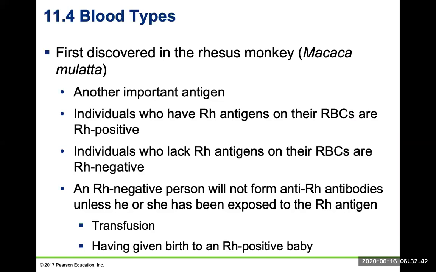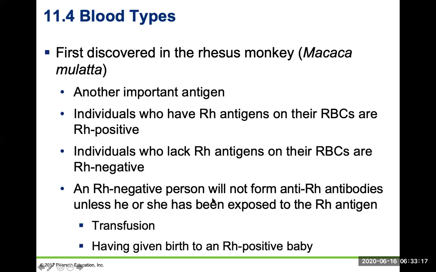Blood types were first discovered in the rhesus monkey, and this is another important antigen. It's called the rhesus factor. Individuals who have Rh antigens on their red blood cells are rhesus positive, and individuals who lack the Rh antigens are Rh negative. So everyone has a letter A, B, or O, and then we're all positive or negative. The positive or negative just comes from this rhesus antigen. It's another antigen that you independently inherit from your parents.